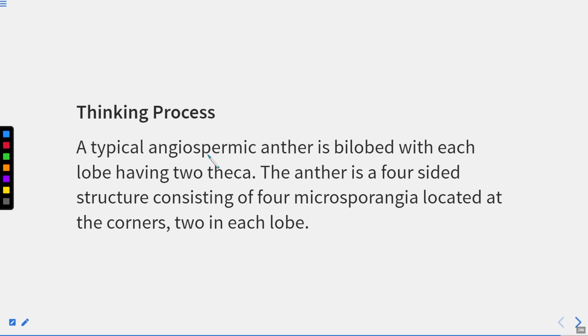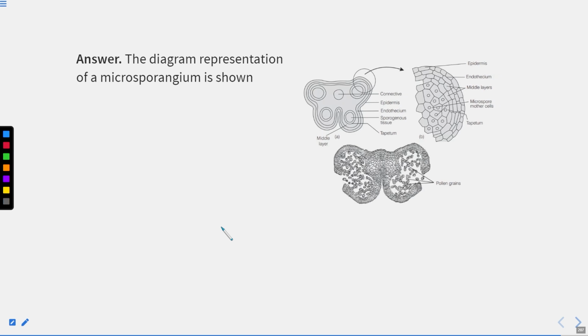So you already know there are 4 layers present. Now a typical angiospermic anther is bilobed, means it consists of 2 lobes. It is bilobed with each lobe having 2 theca. Now the anther is a 4-sided structure consisting of 4 microsporangia. It consists of 4 microsporangia that are located at the corners and 2 in each lobe. Okay, so this is the information you should know.